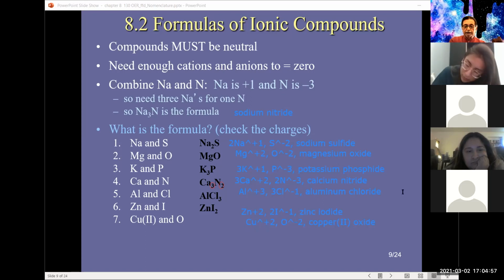And that is the name: copper 2 oxide. And that's our formula, straightforward 1-to-1, because the copper is a +2, oxide's a -2. I can put them together as a 1-to-1. And its name is copper, Roman numeral 2.